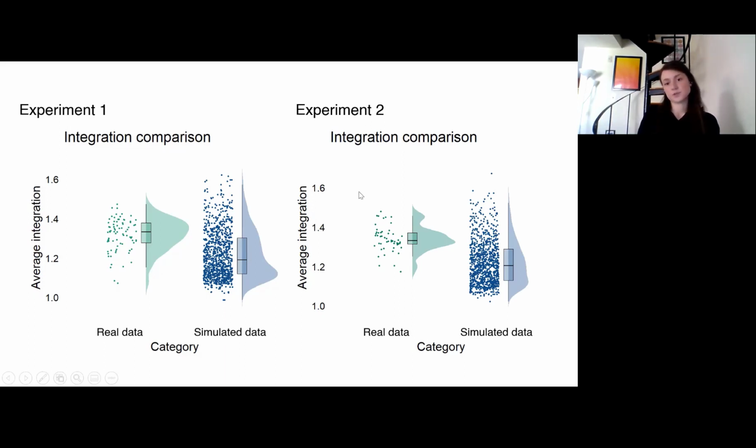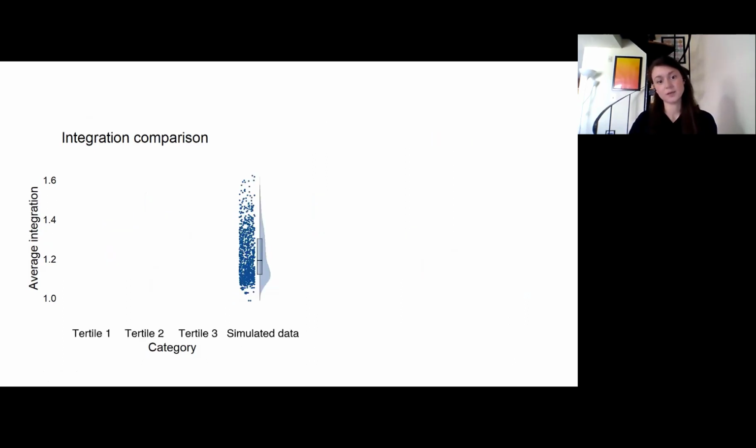In terms of how this might relate to performance, we split the human participants, which I'll be showing you here, into terciles based on their performance on the pointing task. Tercile 1 would be those with the best performance on the on-site pointing task, and we then compared them to the simulated data.